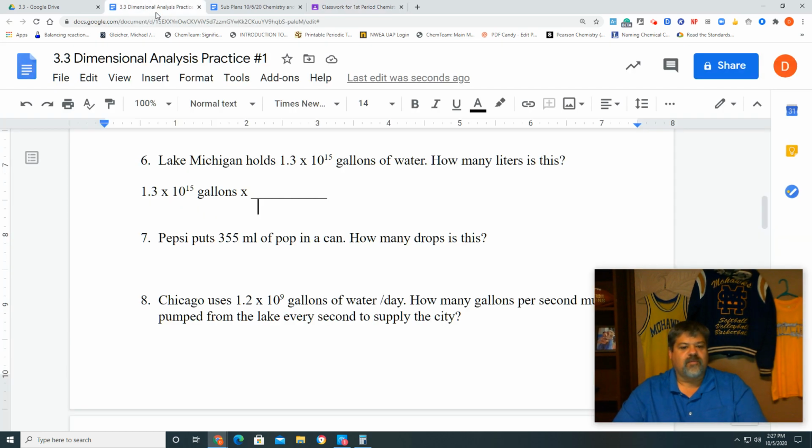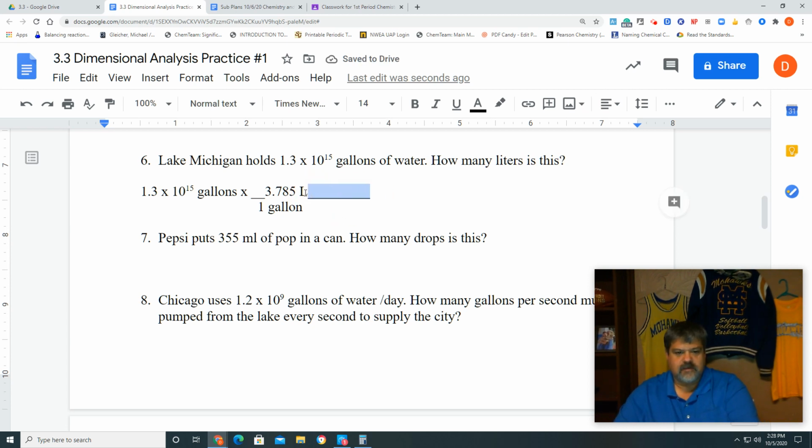So again, the way it's read, 1 gallon equals 3.785 liters. So let's go ahead and go back to the problem. Since I have gallons up here, we're going to put that on the bottom. So we're going to put 1 gallon on the bottom. And what did we say this was? 3.785. And that's going to be liters.